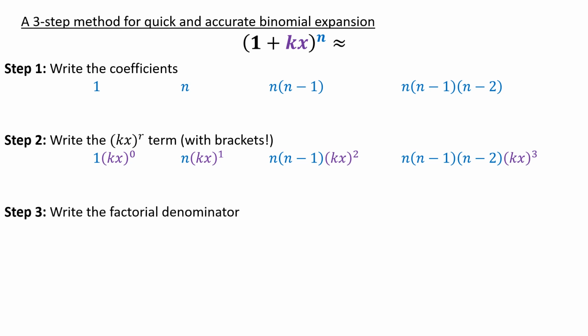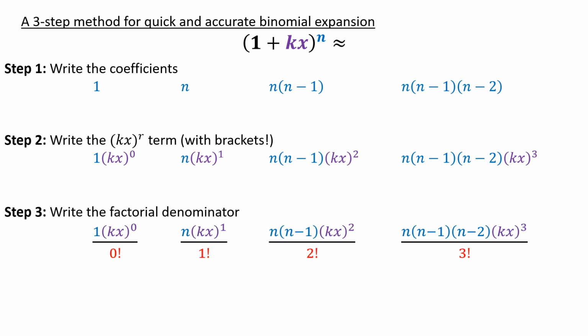And the third bit is going to be the factorial denominator. And the factorial will always match the power of x that you've used. So for instance, we're going to have a 3 factorial in the final term we've got on the slide here. And even the first 2 with the 0 and the 1 technically correspond to 0 factorial and 1 factorial. Although, of course, 0 factorial and 1 factorial are both equal to 1.